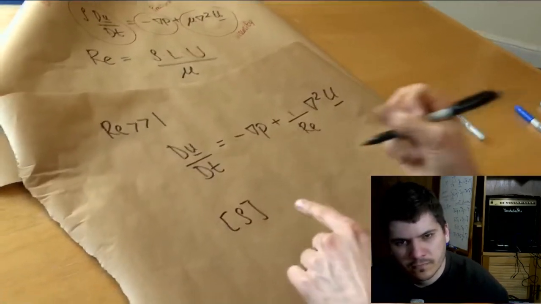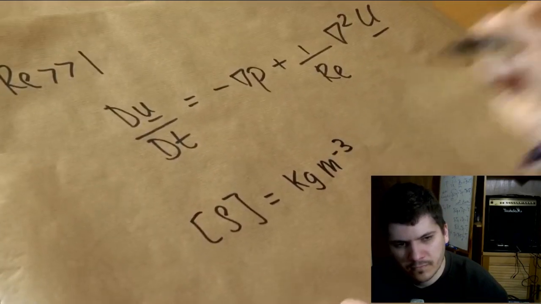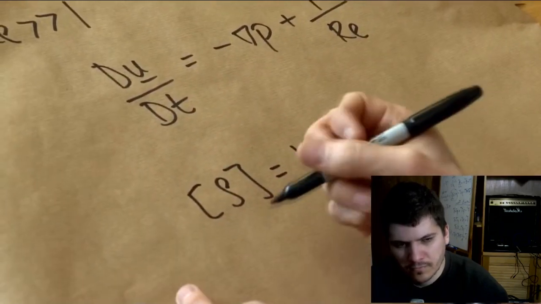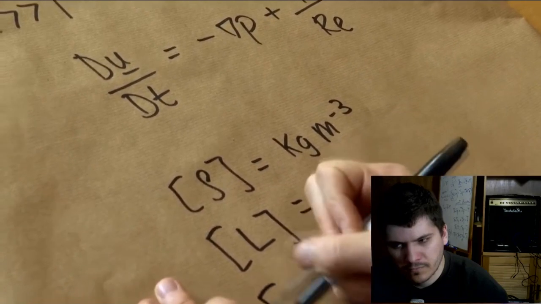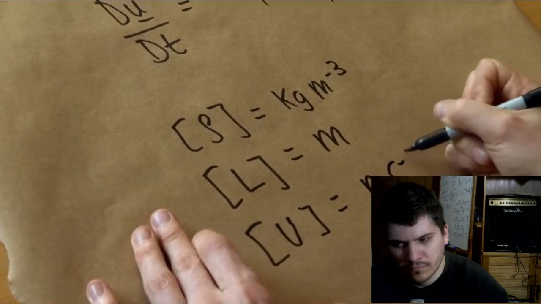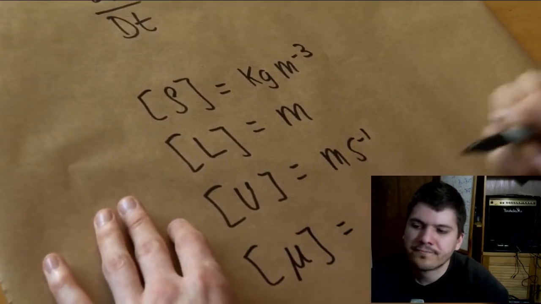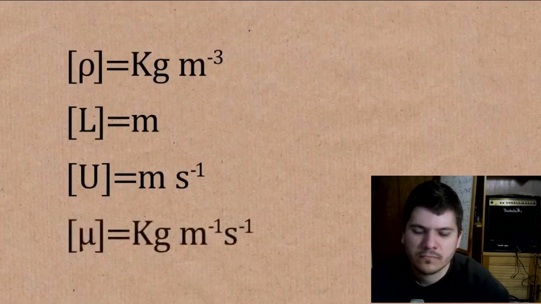It is. So density is going to be kilograms per meter cubed in 3D. We use the square bracket notation for the units. For our length, that's just in meters. Our velocity, u, is in meters per second. And then our viscosity, this one is possibly less well known, but this is kilograms per meter per second.